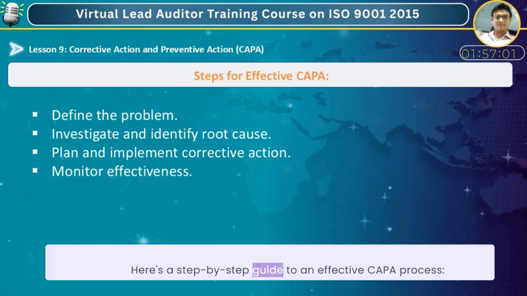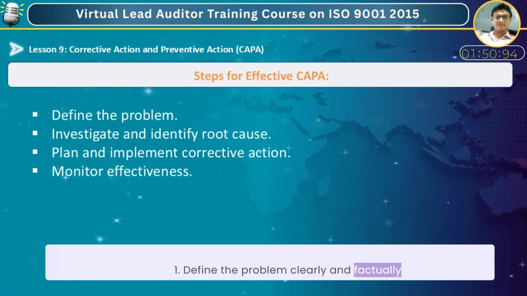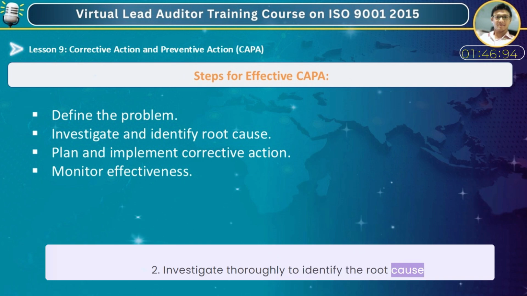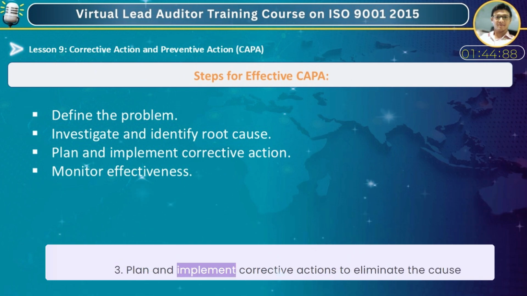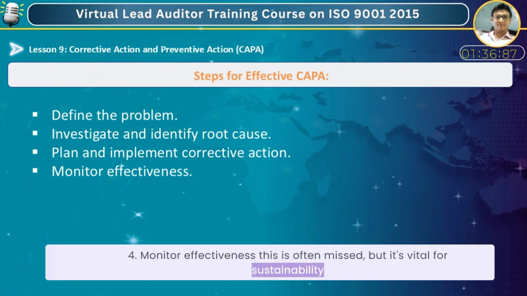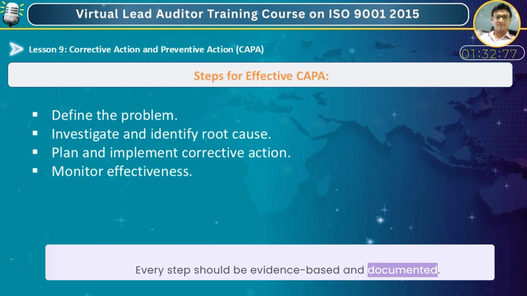Here's a step-by-step guide to an effective CAPA process. 1. Define the problem clearly and factually. 2. Investigate thoroughly to identify the root cause. 3. Plan and implement corrective actions to eliminate the cause. 4. Monitor effectiveness. This is often missed, but it's vital for sustainability. Every step should be evidence-based and documented.